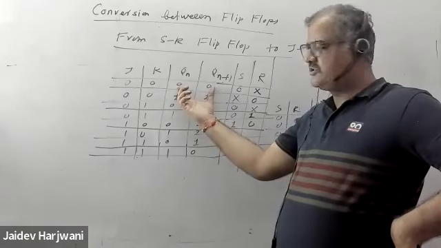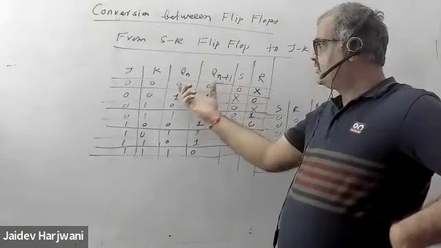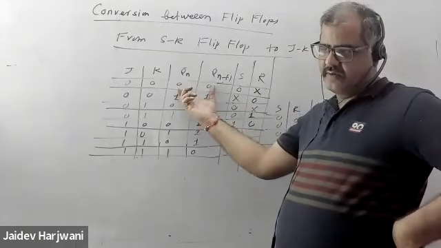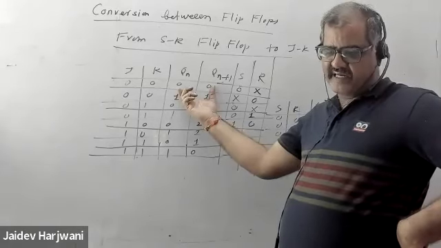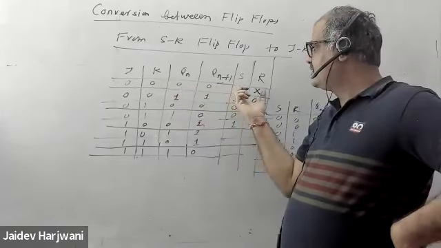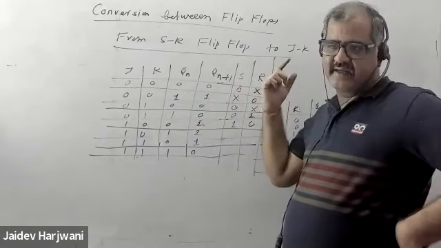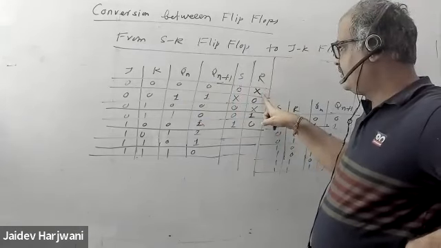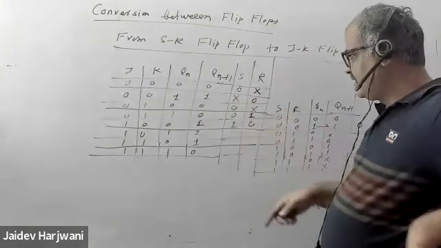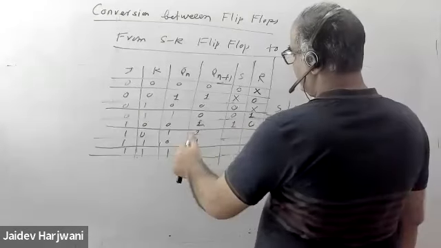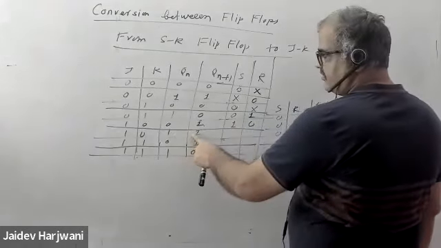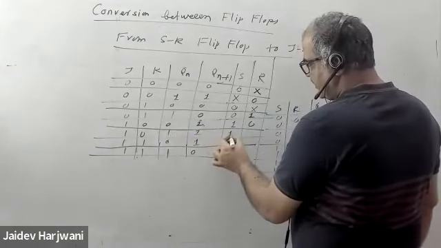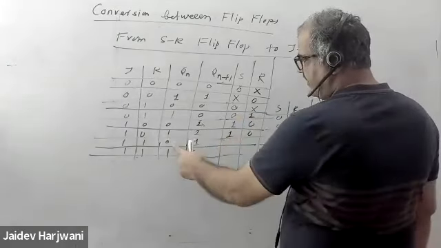If it is 0 0, 0 0 comes for S 0 R 0, no change condition, and 0 0 also comes for 0 1. Okay, 0 1 will make 0 to 0, 1 also 0. So this also comes for 0 1 also. So S is fixed, but R is varying. So which variable is varying? I am putting X because this is indeterminate. Okay, similarly I am doing for other entries. Okay, now just look at this one. Now you have this 1 1. So 1 1 happens only for what? Only for set condition in SR flip flop. So this is the set condition 1 0, 0 1.